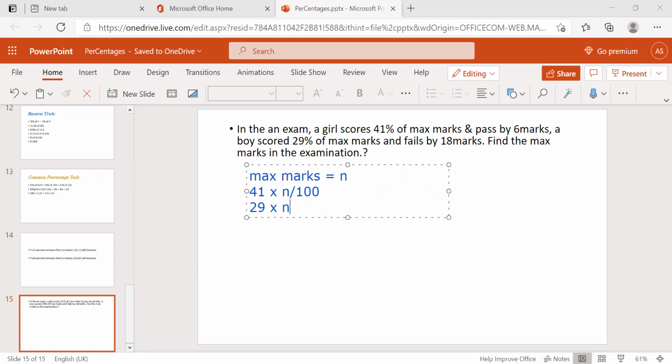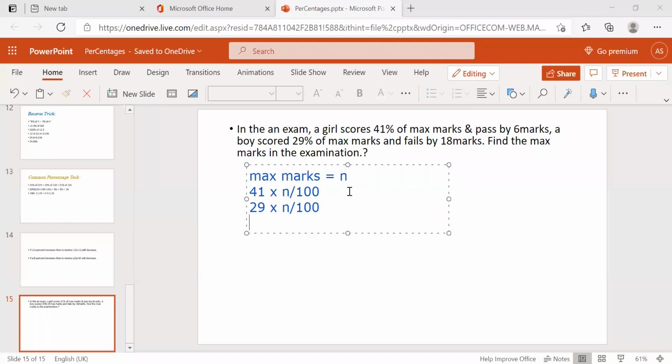29% of marks out of n. N is nothing but total marks. Okay. Now from this, what they've given us as data: the girl passed by 6 marks.